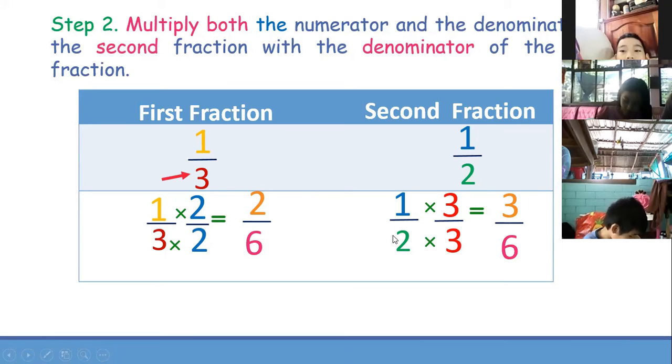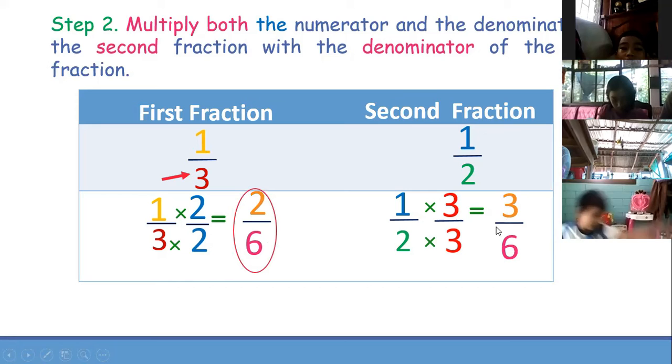Okay, that's right. So do we have the same denominators now? We have 2/6 and 3/6. Yes or no?